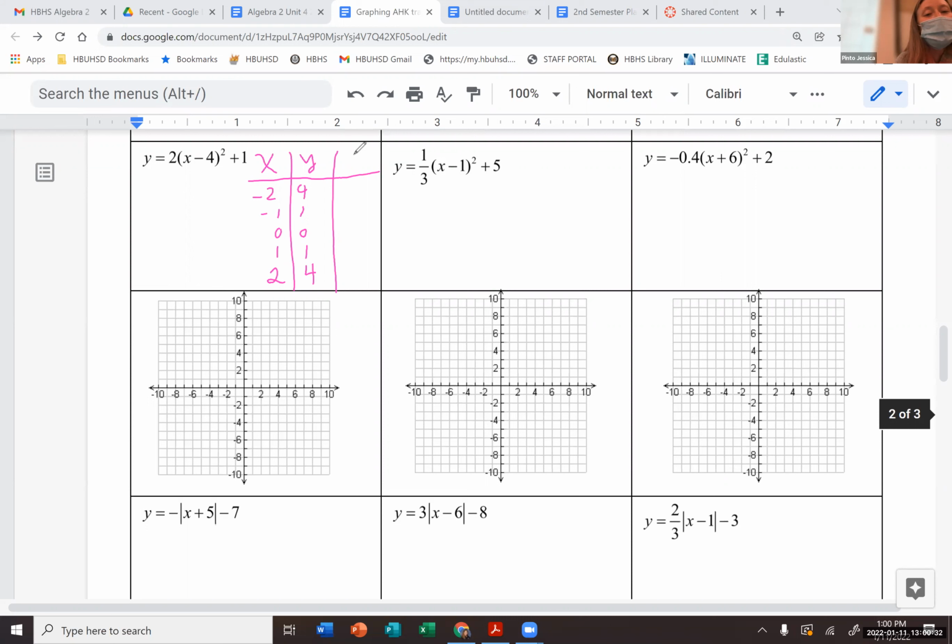We are going to do AY. The A value this time is 2, 2y. So I'm going to multiply the y values by 2. Y is a multiplication. A is a multiplication. So that's what we're really going to see here. So 2 times 4 is 8. 2 times 1 is 2. 2 times 0, still 0. 2 times 1 is 2. And 2 times 4 is 8.